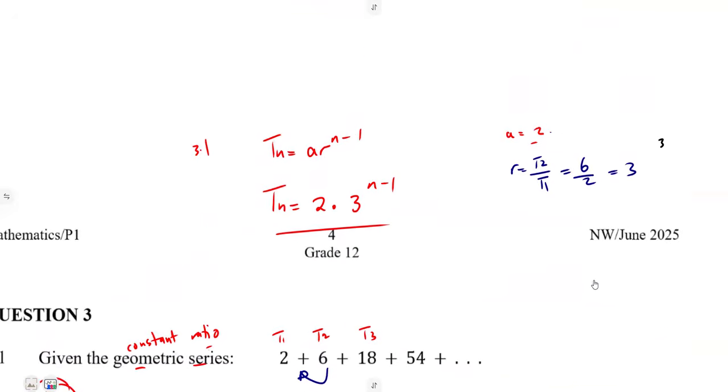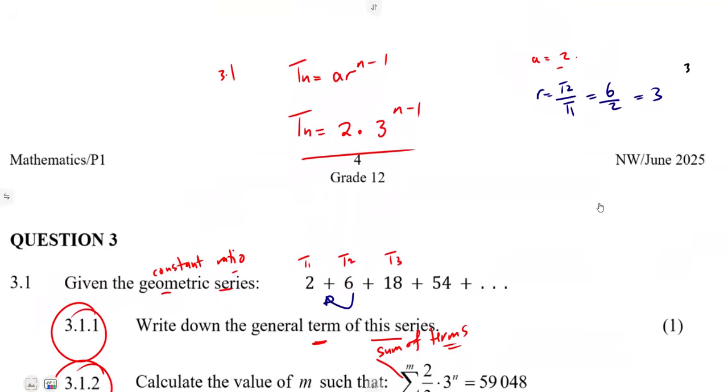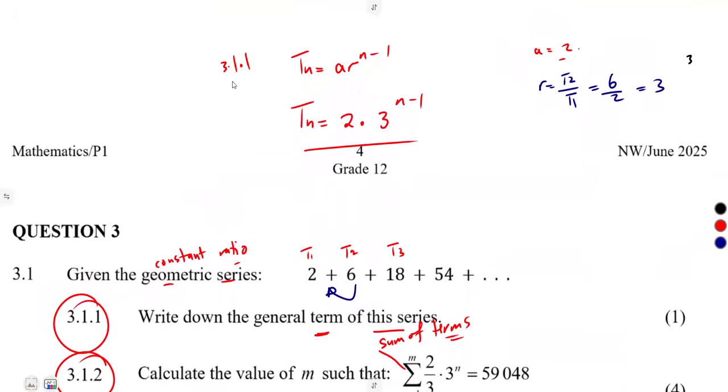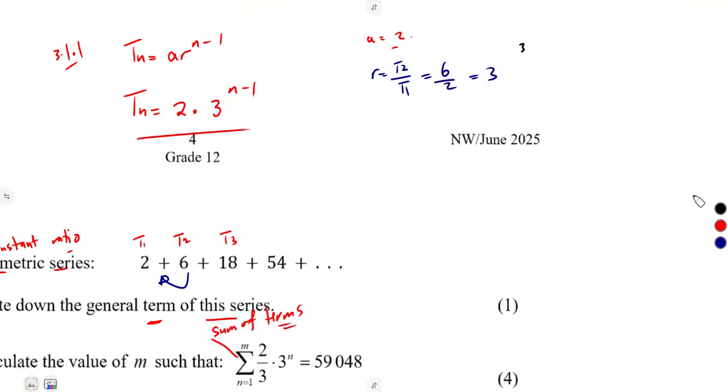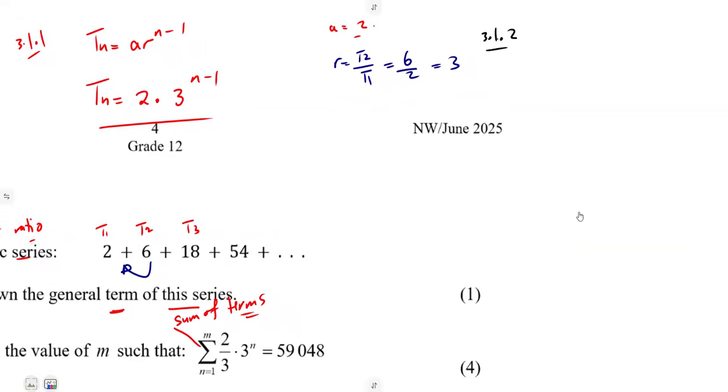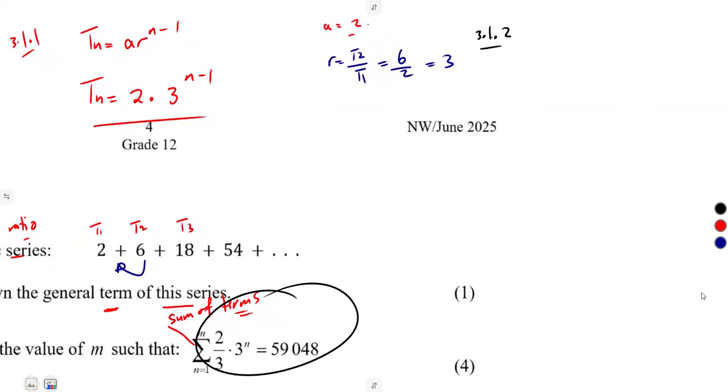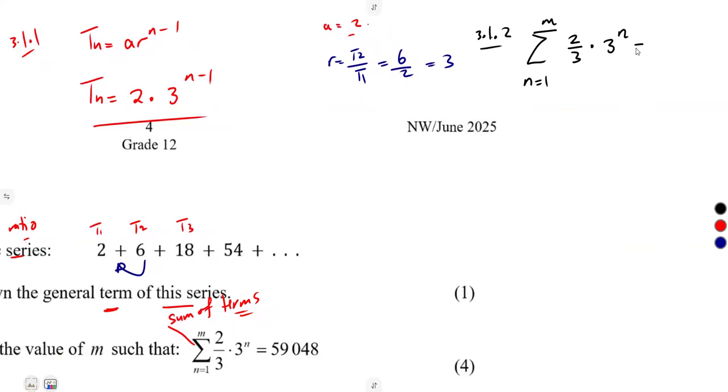The first one was 3.11. Did I even write it? Did not even write. This is 3.11. All right, so this is now 1.2, right? So here they just wanted to confuse you guys. Look what is happening here. The summation of this whole part here, 2 over 3 times 3 to the exponent of n is equal to 59048. If you are to check properly, this part inside this summation is the same as this one.